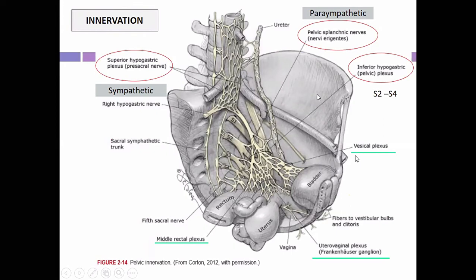It will have the vesical plexus, innervating the urinary bladder. There is the middle rectal plexus, innervating a portion of the rectum as well as the posterior vagina. And then there is the uterovaginal plexus, which innervates the uterus and part of the vagina, and is called the Frankenhauser's ganglion. This may also innervate a portion of the fallopian tube. Now, the innervation of the pelvis may have implications during labor and delivery.